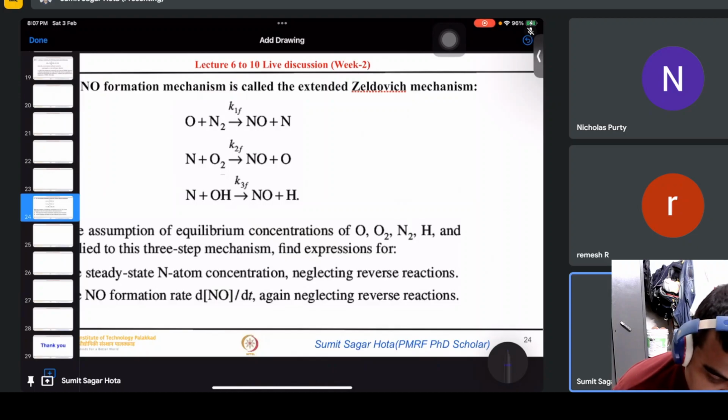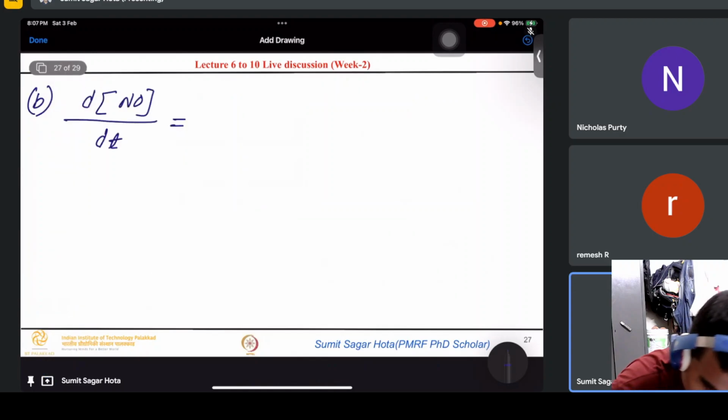Forward reaction is forming, reverse reaction is consuming. That's the idea. Now in all the cases, NO is at the product. That means in K1F, K2F, K3F, in all the three terms, NO is positive. We are multiplying the what?